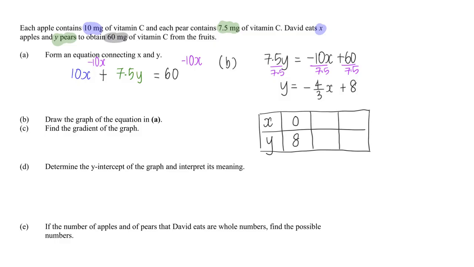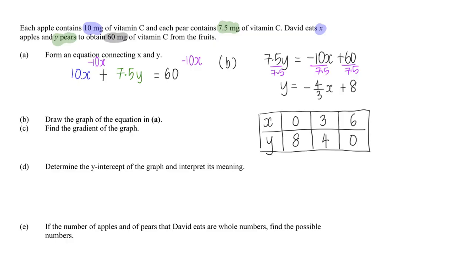I'm going to choose 3 because I know that when I multiply by negative 4 over 3, I will get a whole number. And this will give me 4. And I'm also going to choose 6 because 6 times negative 4 over 3 will also give me a whole number. And this will give me 0.